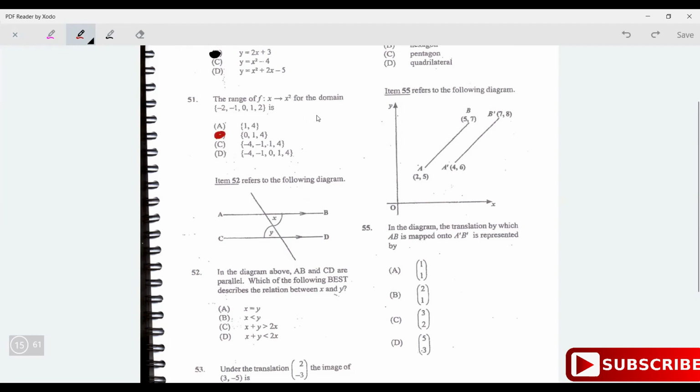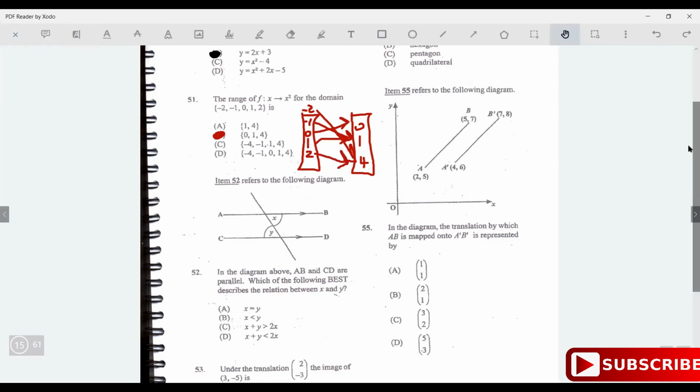So if you were to draw a mapping diagram, just for those who like the mapping diagram like myself, you have -1, you have 0, you have 1, you have 2, oh, and I forgot -2, and you have 0, 1, and 4. -2 would be mapped to 4, -1 maps to 1, 0 maps to 0, 1 maps to 1 and 2 maps to 4. That is clearly option B. B as in beta. Nice.